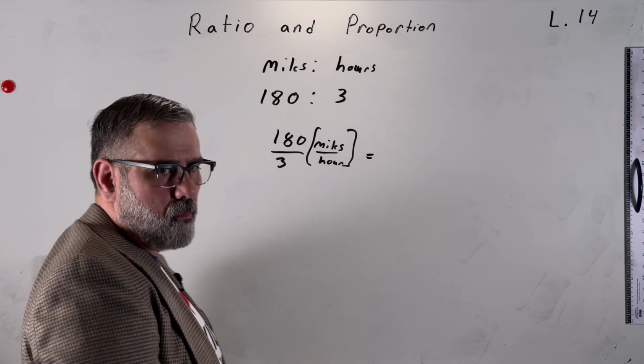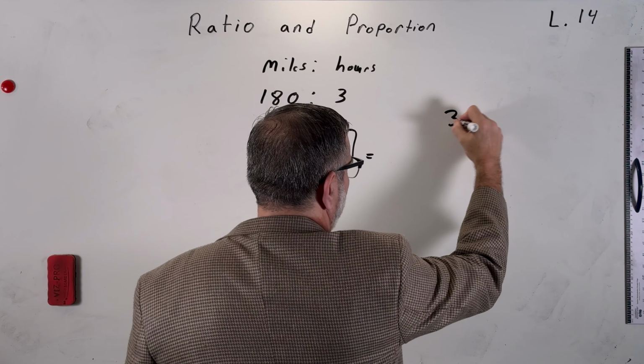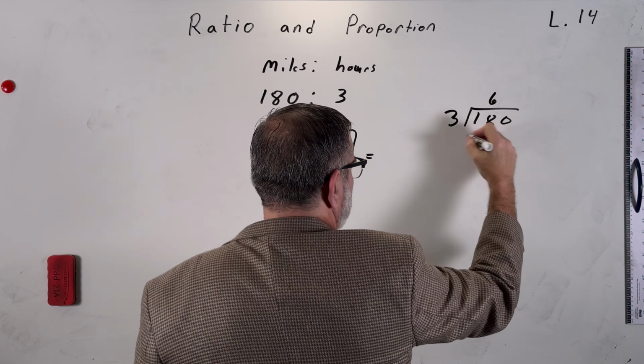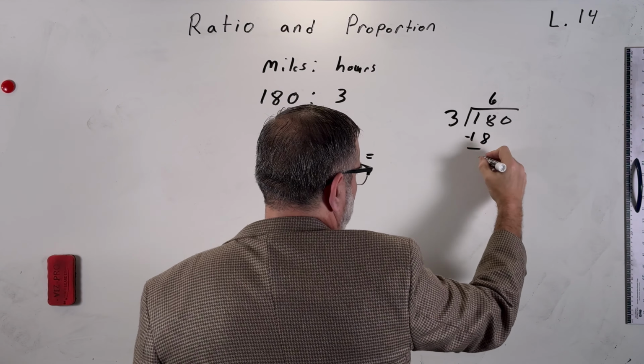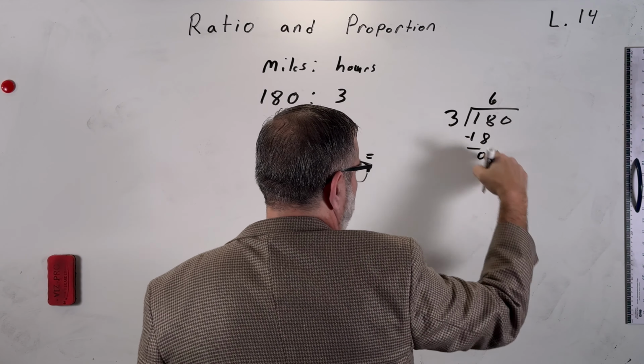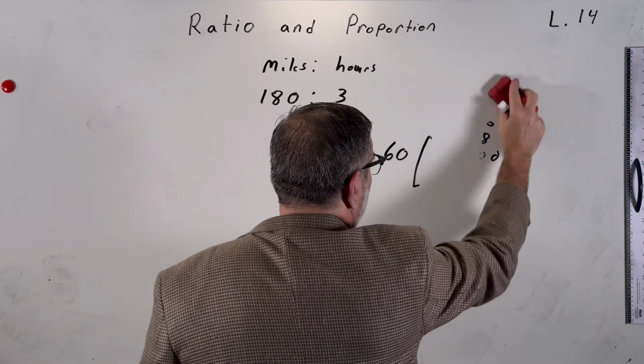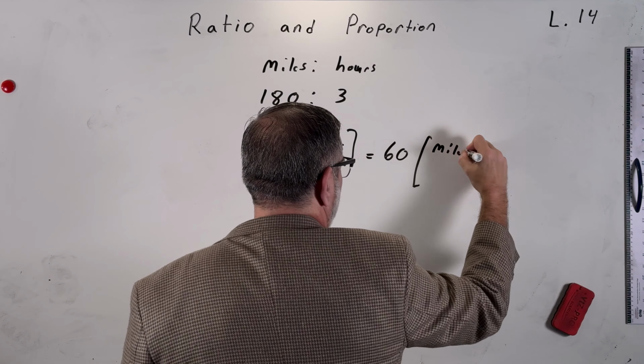Well, how many 3's go into 180? Well, we can divide that out. 3 into 180. 3 goes into 18 6 times. 6 times 3 is 18. 18 minus 18 is 0. Drop down the 0. How many 3's go into 0? 0. That gives me an answer of 60. And the units here are miles per hour.